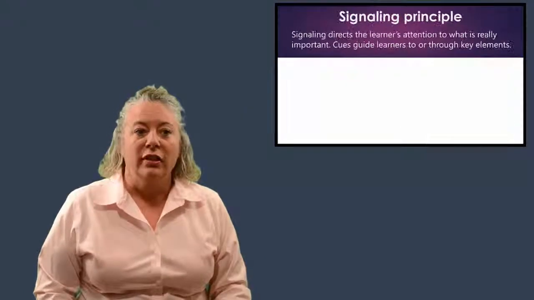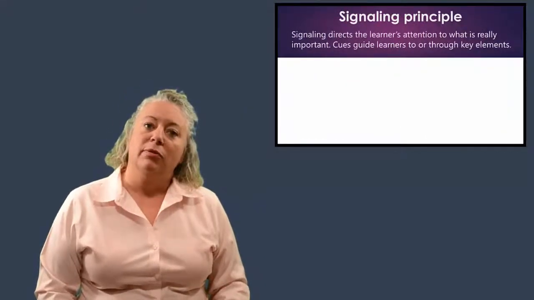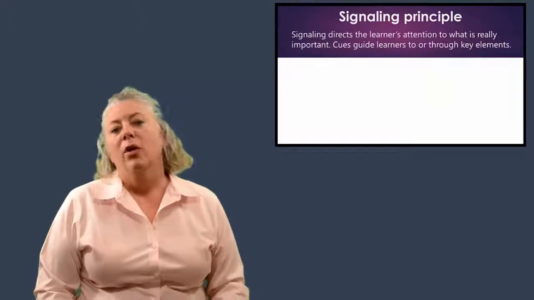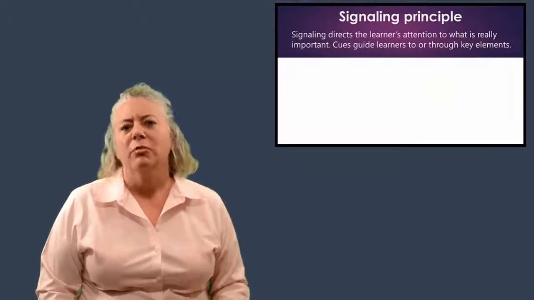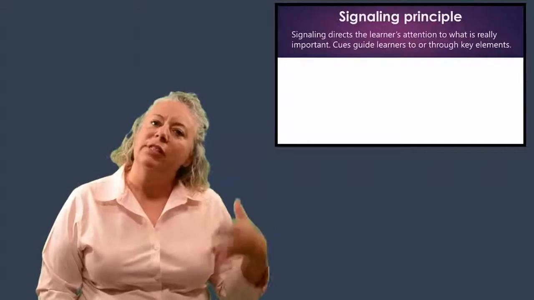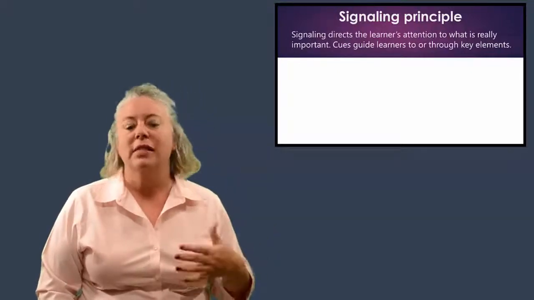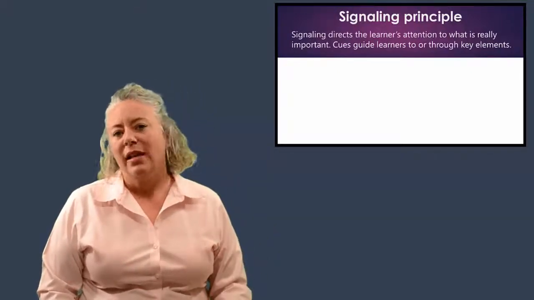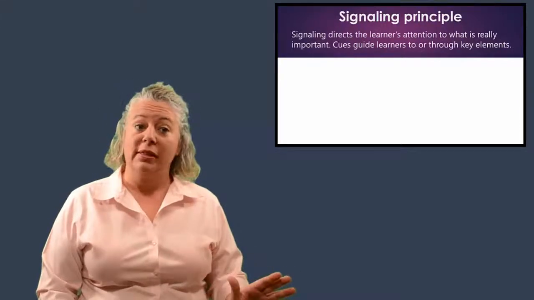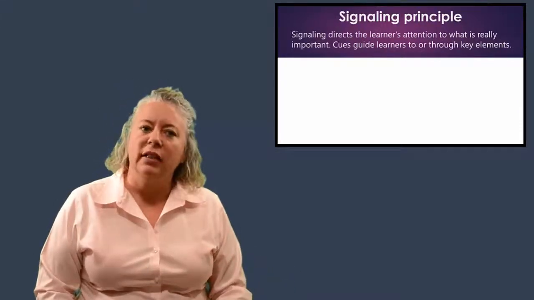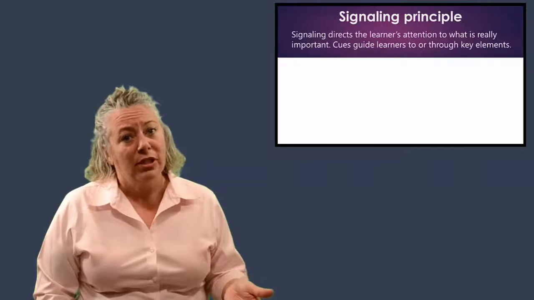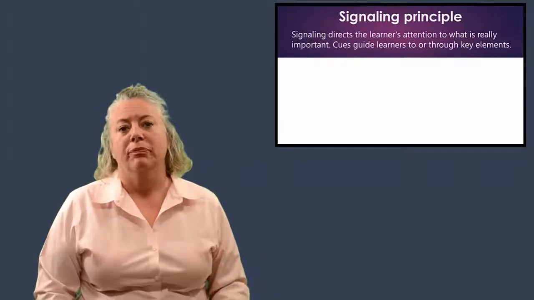So let's move on to our signaling principle. According to Van Gogh, we want to highlight the organization of material. We want to bring the learner's attention to relevant elements in the material, and we want to highlight relationships between these elements. Without proper design, unimportant features can grab their attention and distract them from learning.